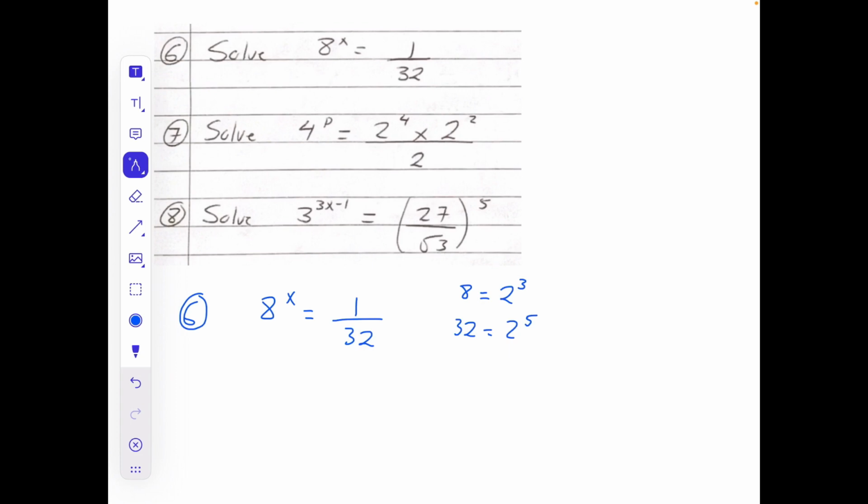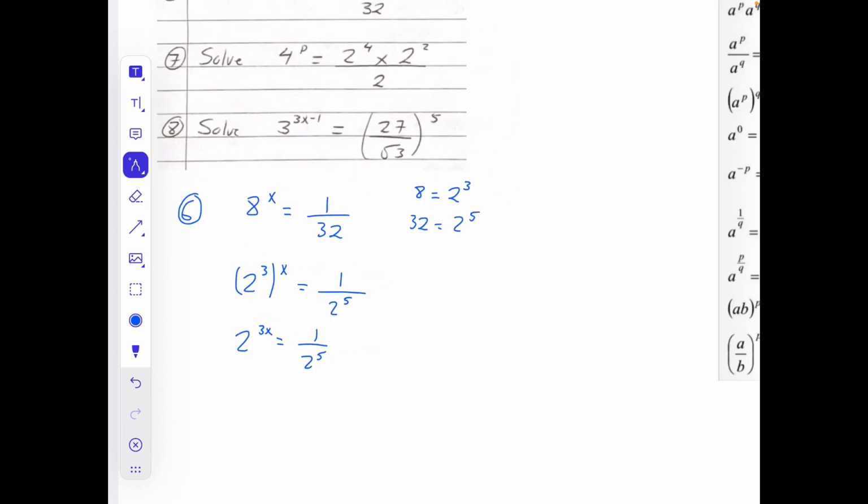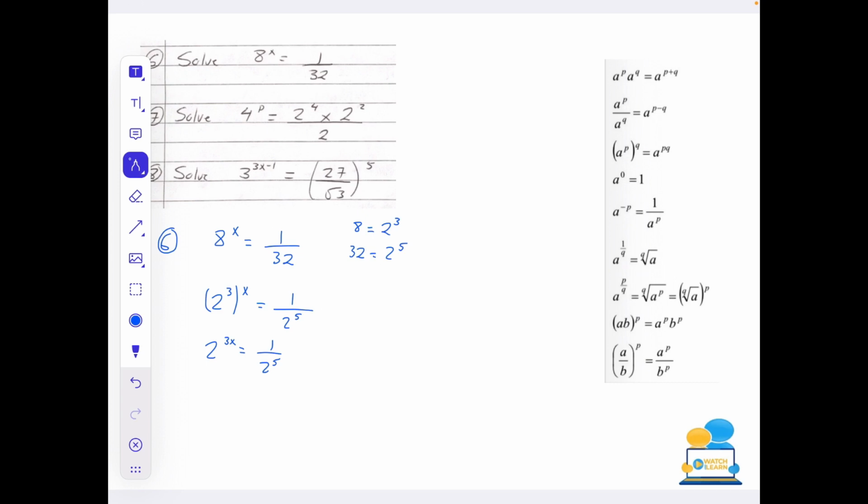Okay, so I'm going to rewrite this question. Instead of writing 8, I'm going to write 2 cubed, to the power of x, equals 1 all over 2 to the power of 5. I'm going to get rid of this bracket here, so that'll be 2 to the power of 3x is equal to 1 over 2 to the power of 5. Now from here, there are two ways to go, but I'm going to look at my rules of indices and see if there's anything that matches up. And I can see what I have here looks very like this here.